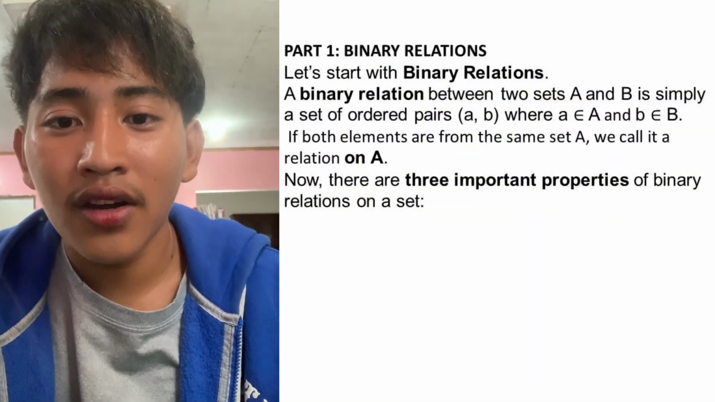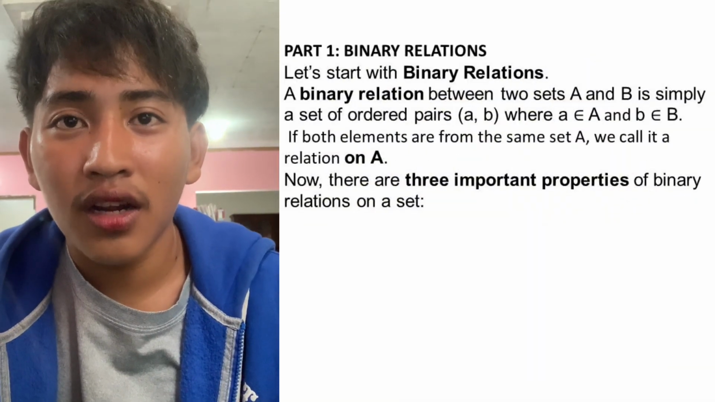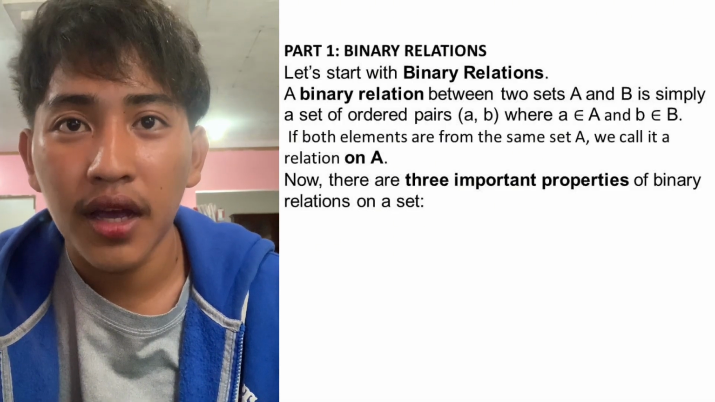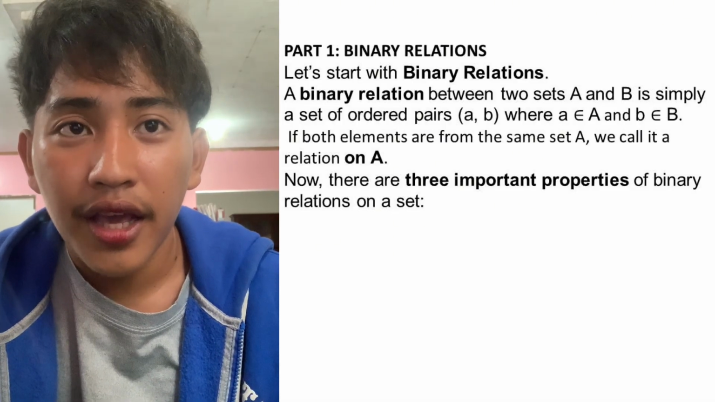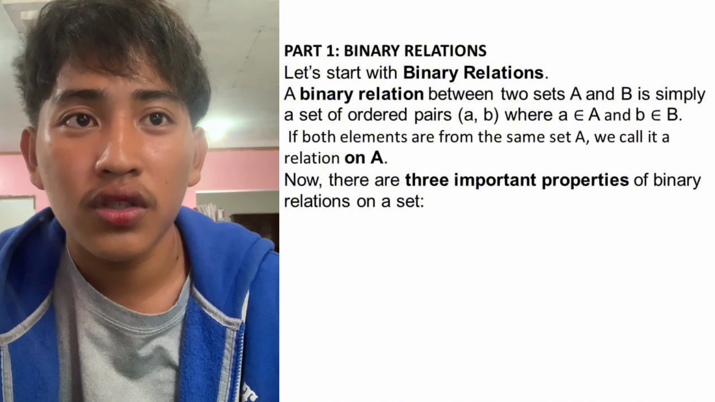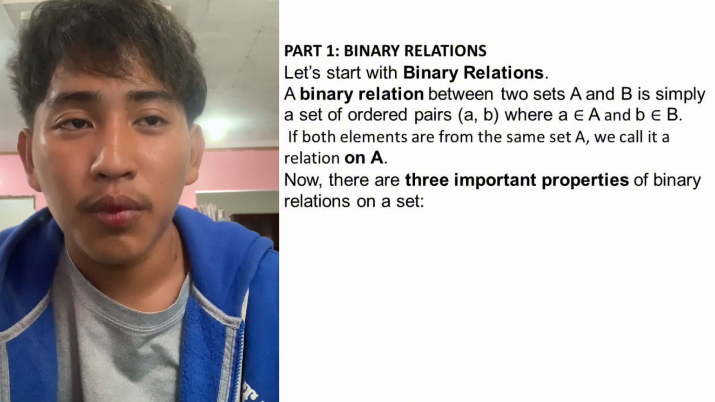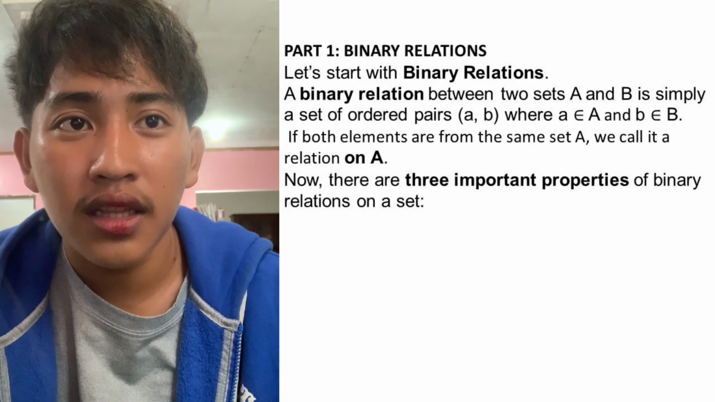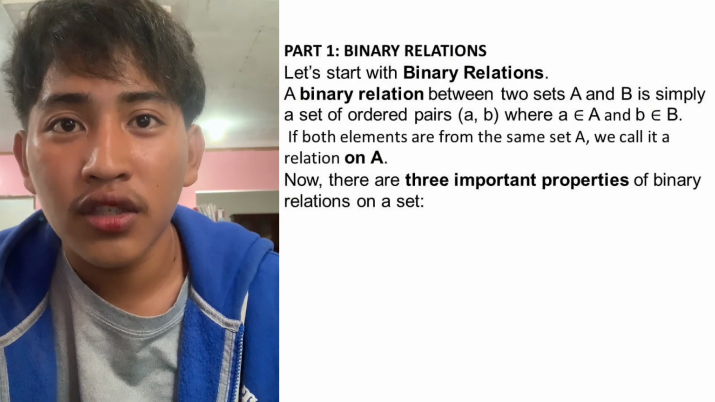Part 1: Binary relation. Let's start with binary relation. A binary relation between two sets A and B is simply a set of ordered pairs (a, b) where a belongs to A and b belongs to B. If both elements are from the same set A, we call it a relation on A.